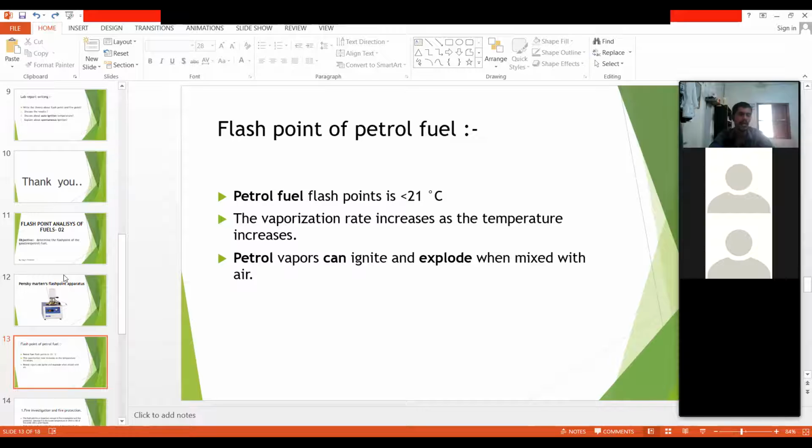Then, as part of your discussion, you have a question regarding applications, so you can find out more on the internet. Before going to the applications, I'll show you the video of flash point testing for the petrol.